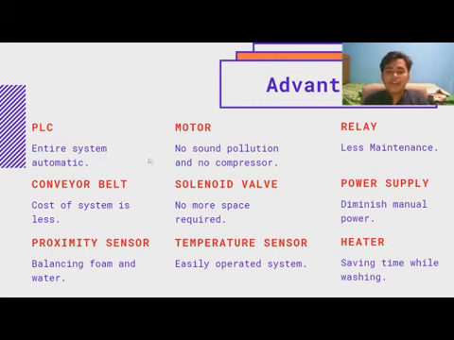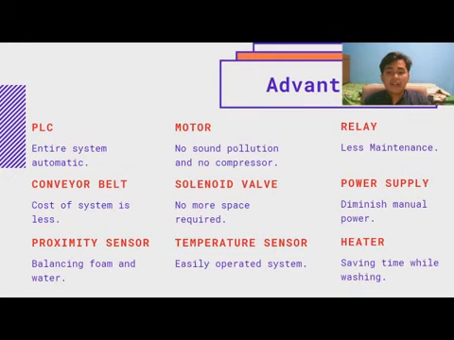Okay, the first one is the PLC. The advantage is the entire system is automatic, therefore no need of manpower. The PLC entirely works digitally. It needs only mechanical assembly. Next one is the motor. The next component is the relay, and the advantage is less maintenance. It means very little maintenance. Like as we use the PLC, this is more durable than other electromechanical systems.